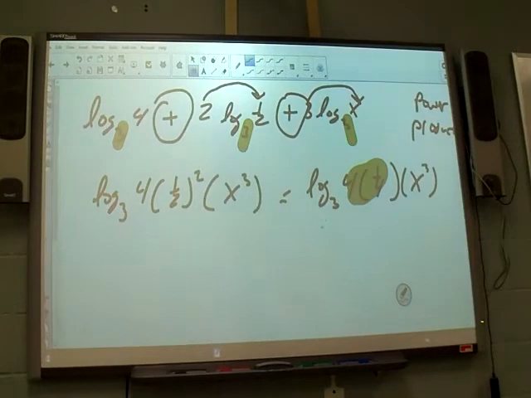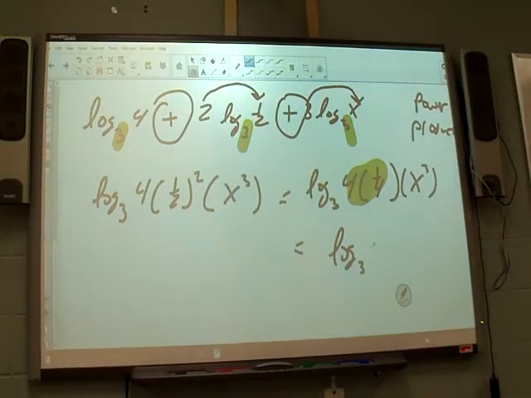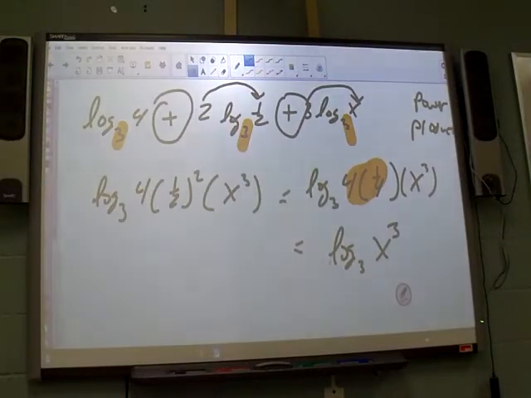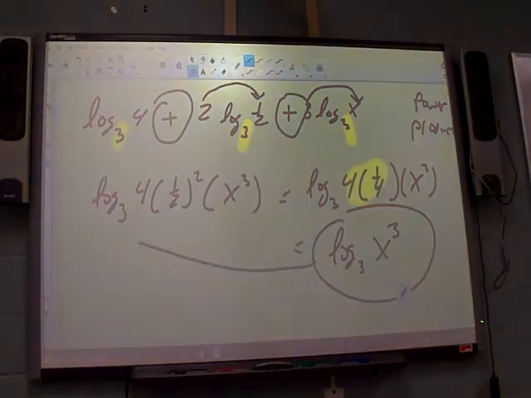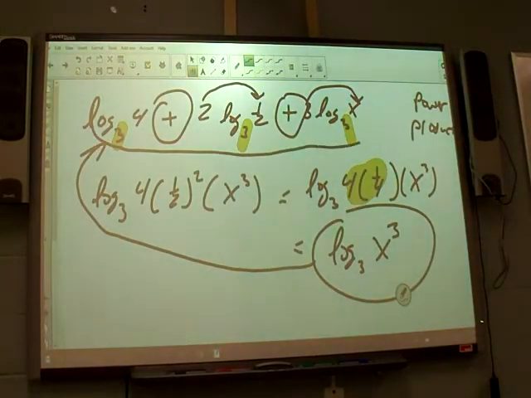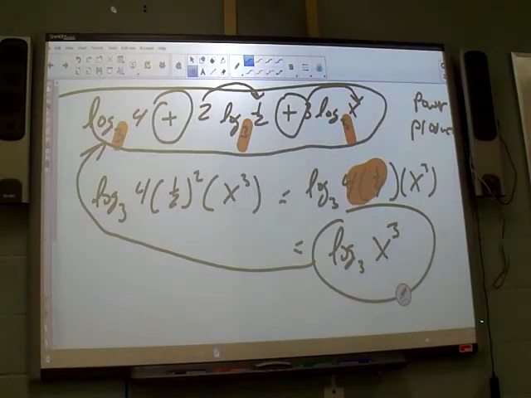4 times 1/4 is 1. So I end up with log base 3. Do I need to write the 1? No. I can, but I don't want to waste my smartboard ink, because 1 times x cubed is just x cubed. So that whole big thing up there on the top is the same as log base 3 of x cubed. Good stuff. You did pretty good on that.